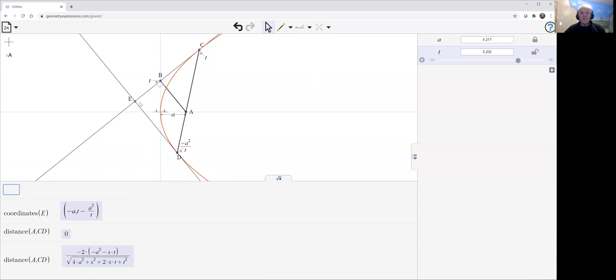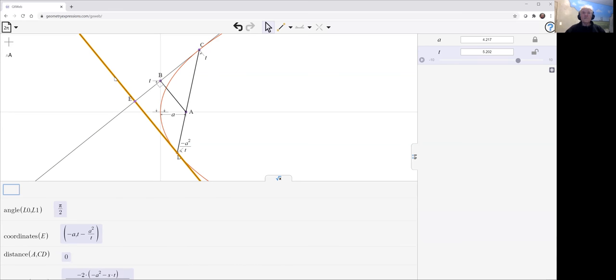And we'd like to look at the angle between those two tangents. So the angle between L naught and L one is pi by two. So that's what we were asked to prove.